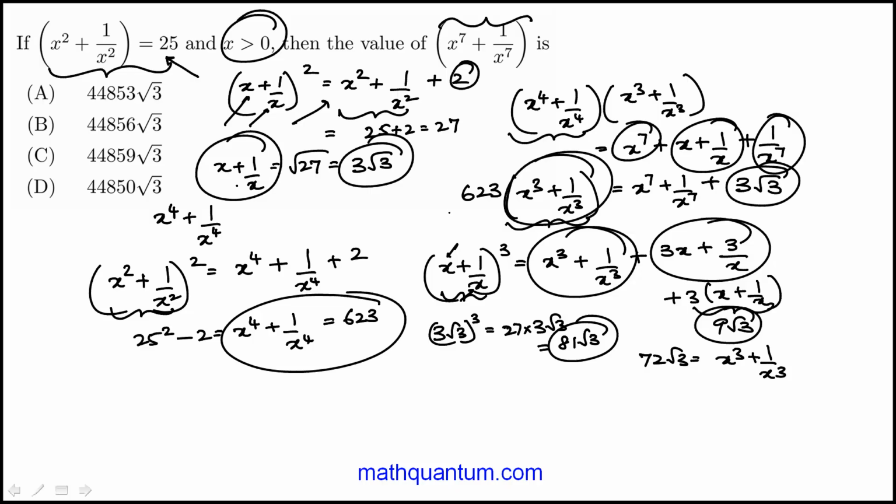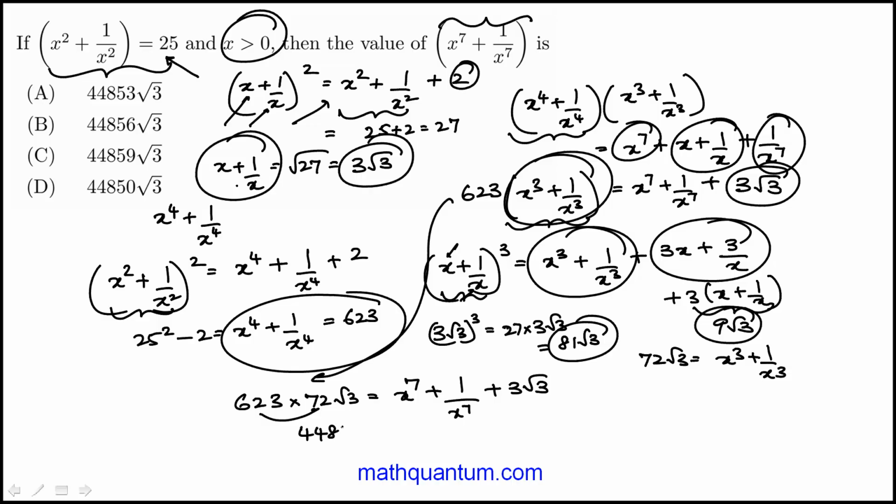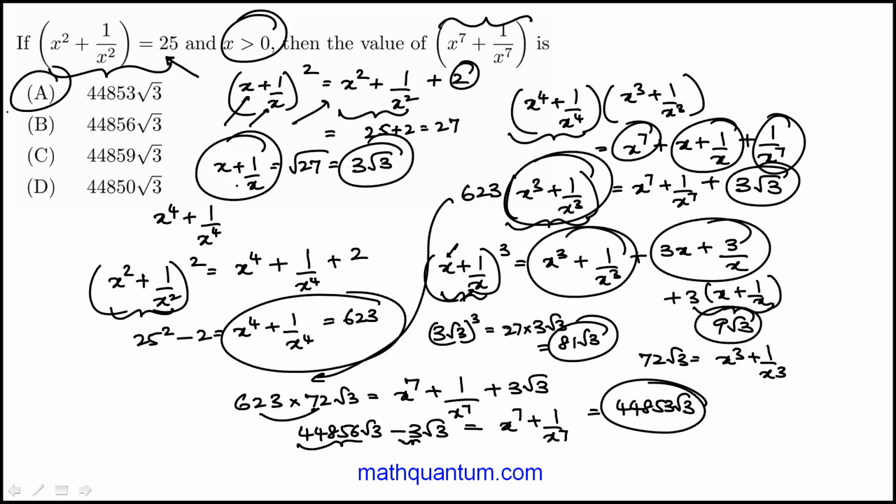Now we can plug that in here. So 623 times 72 root 3, equals x to the 7 plus 1 over x to the 7 plus 3 root 3. So we'll do this multiplication here. 623 times 72 is 44856 root 3, and then minus 3 root 3. Not to forget that piece. And then if you subtract that, you will get 44853 root 3, which is answer choice A.